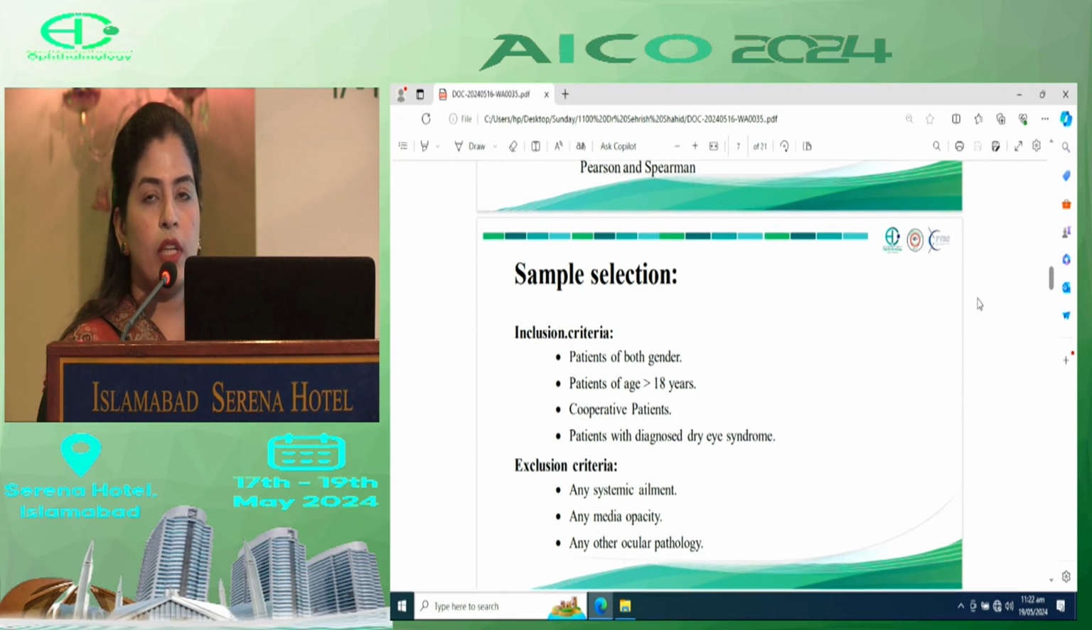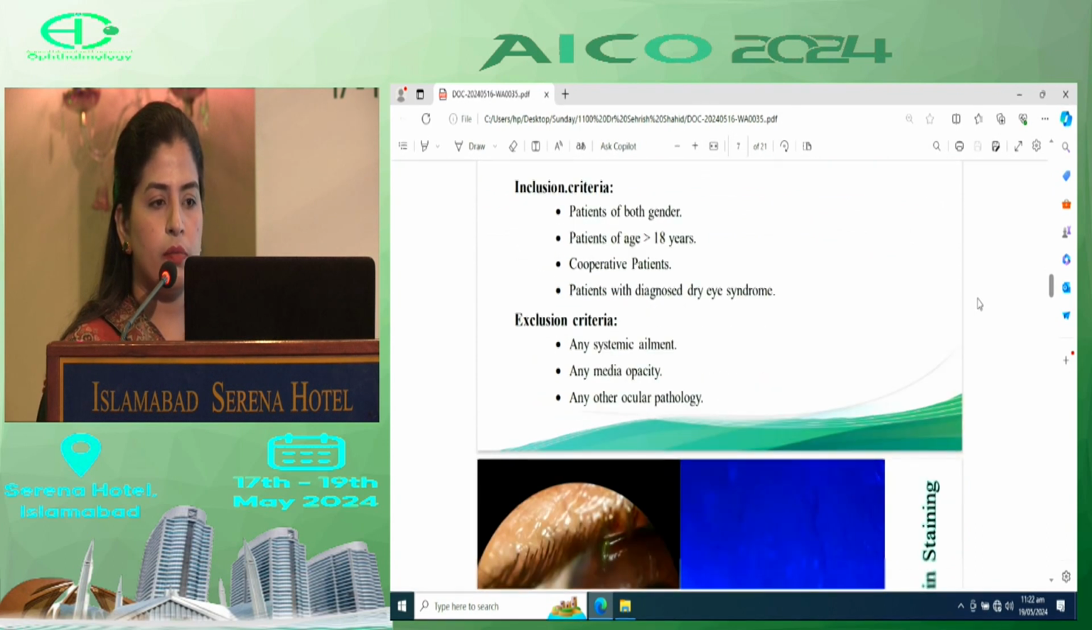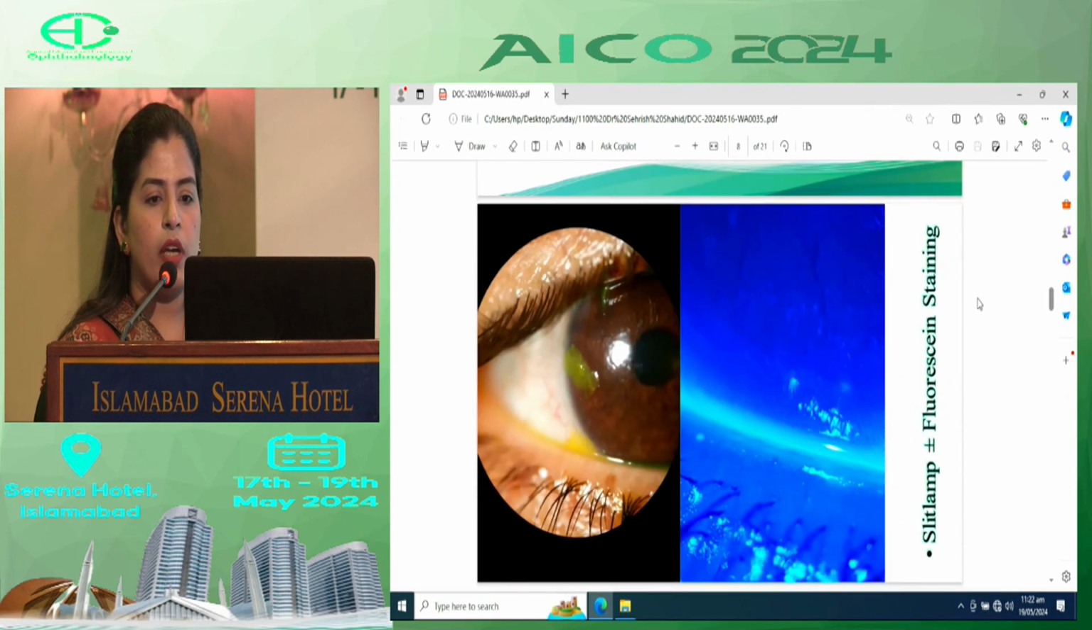The sample was collected from both genders of age more than 18 years. All were cooperative patients and diagnosed cases of dry eye. Patients with any other ocular opacities or any other pathology were excluded. This is the picture of how the dry eye cases were diagnosed using the slit lamp and fluorescein staining.